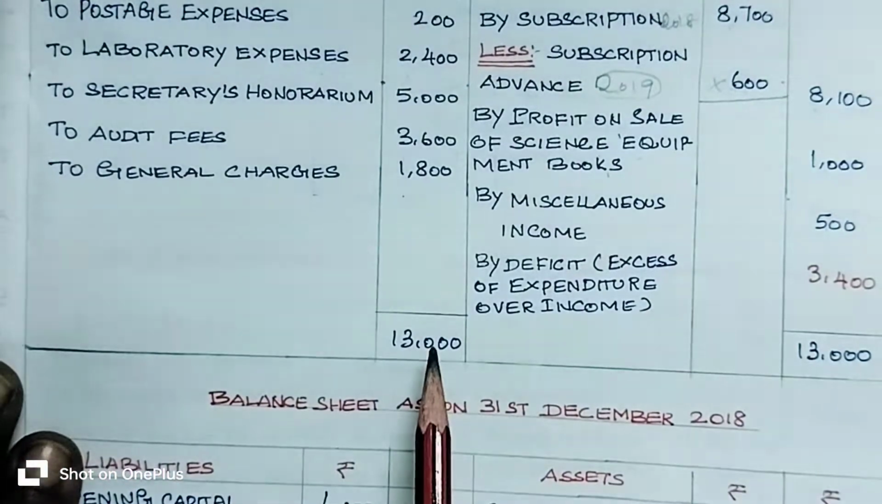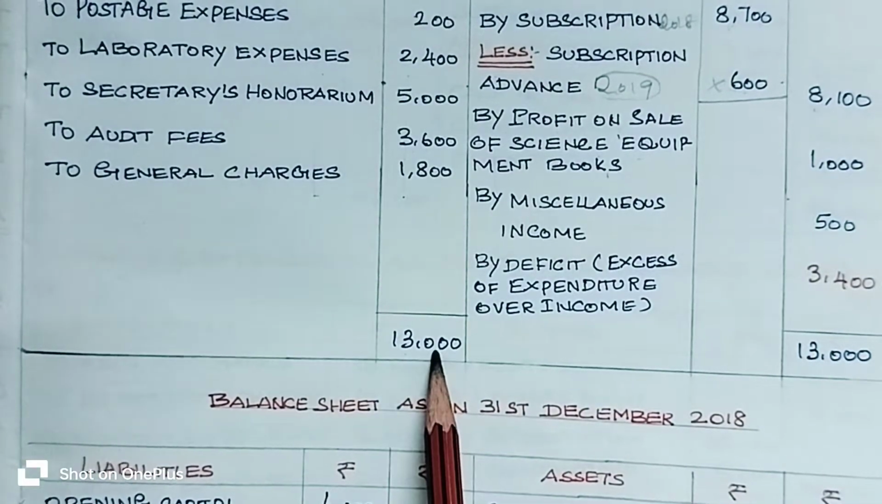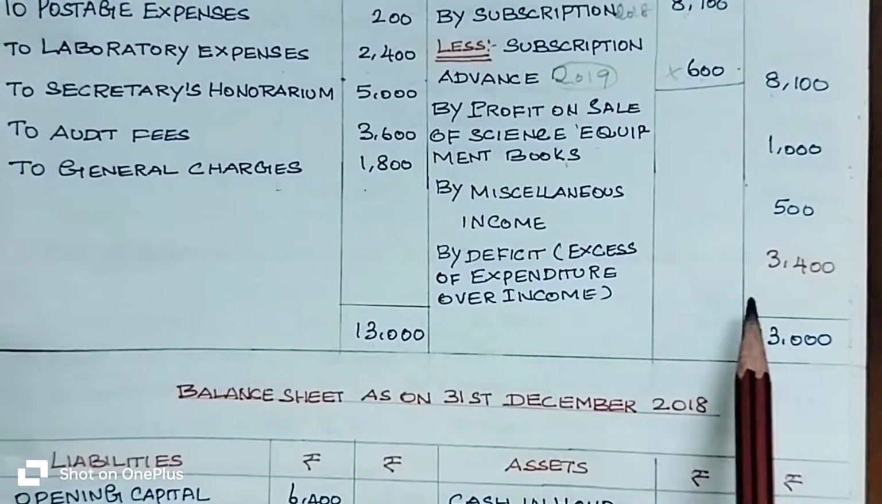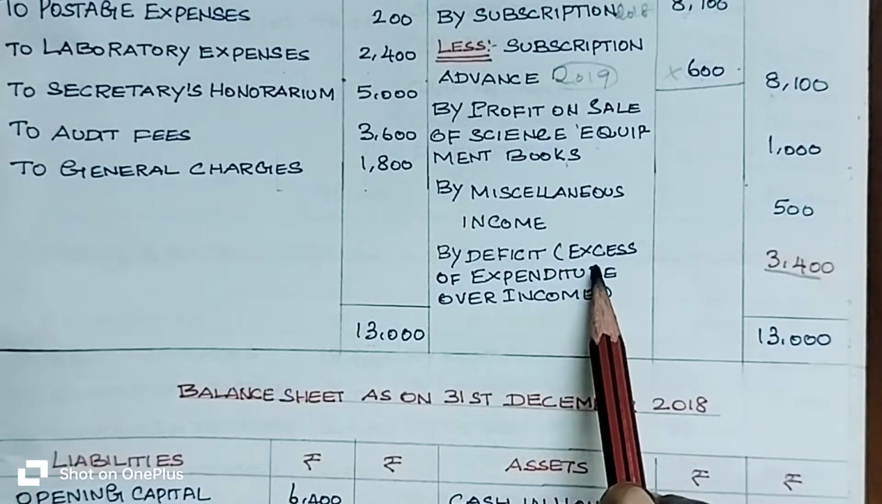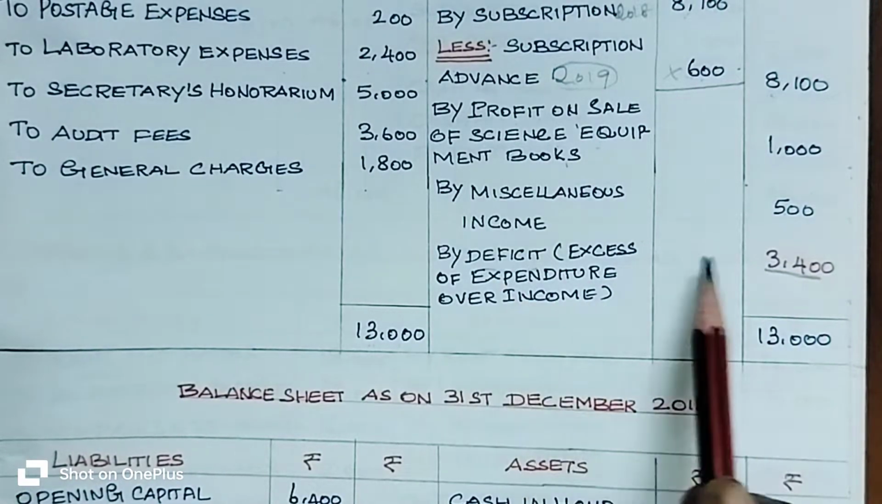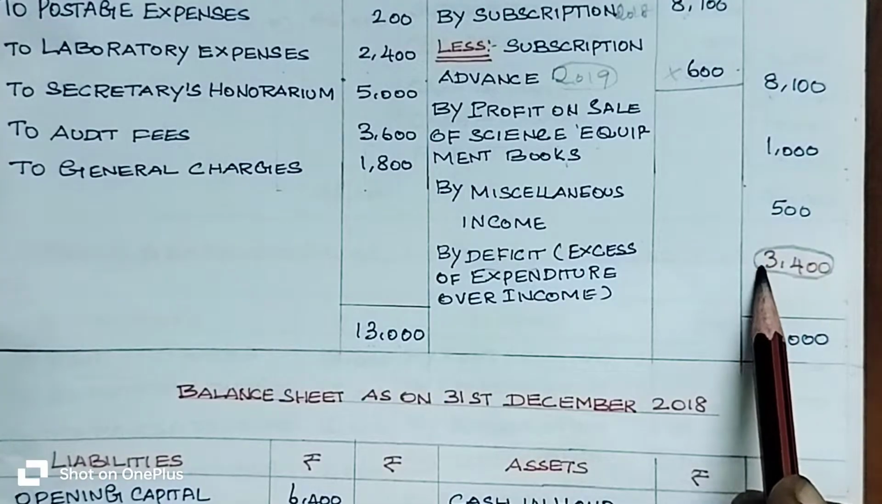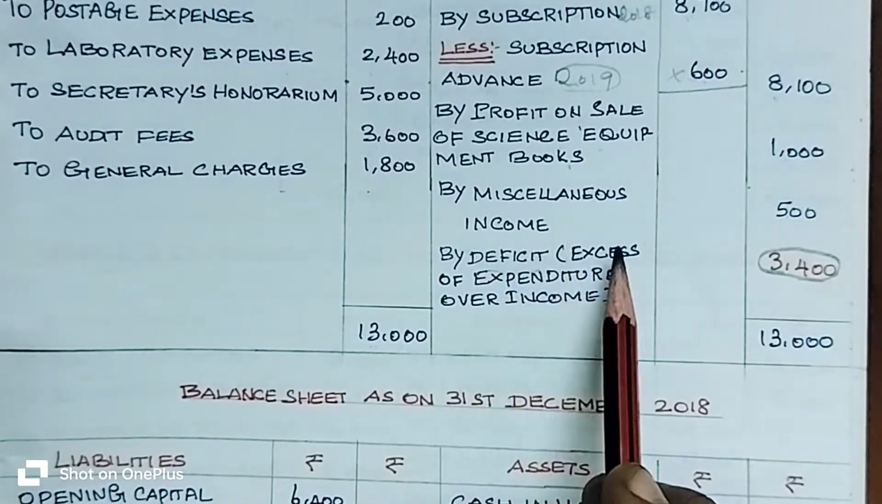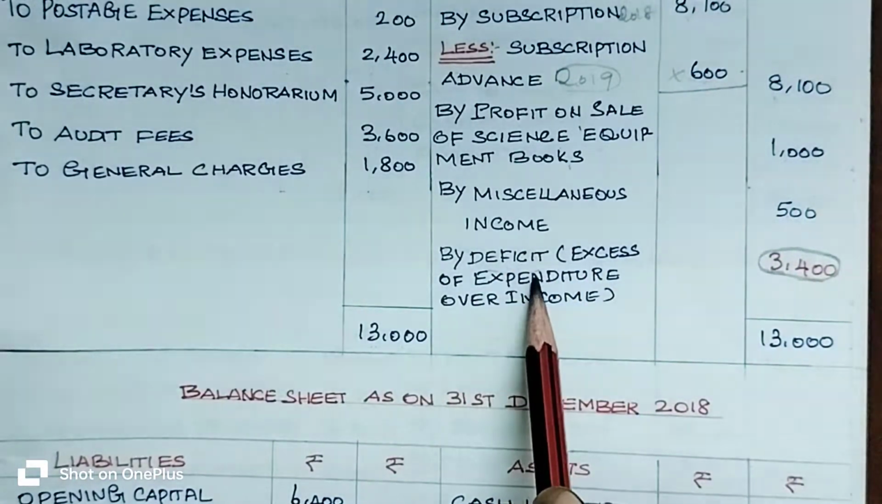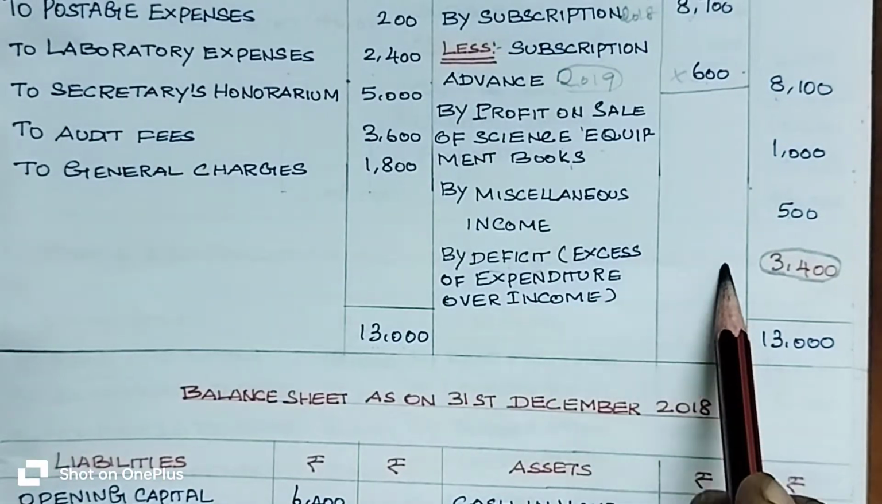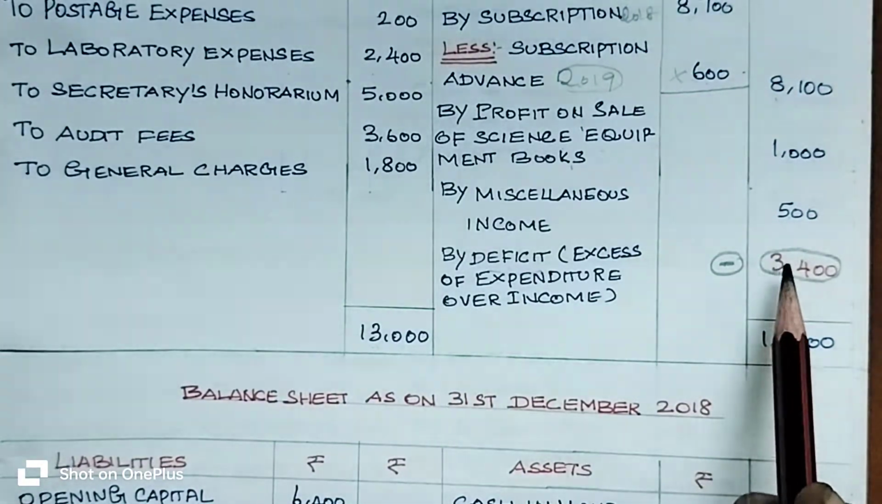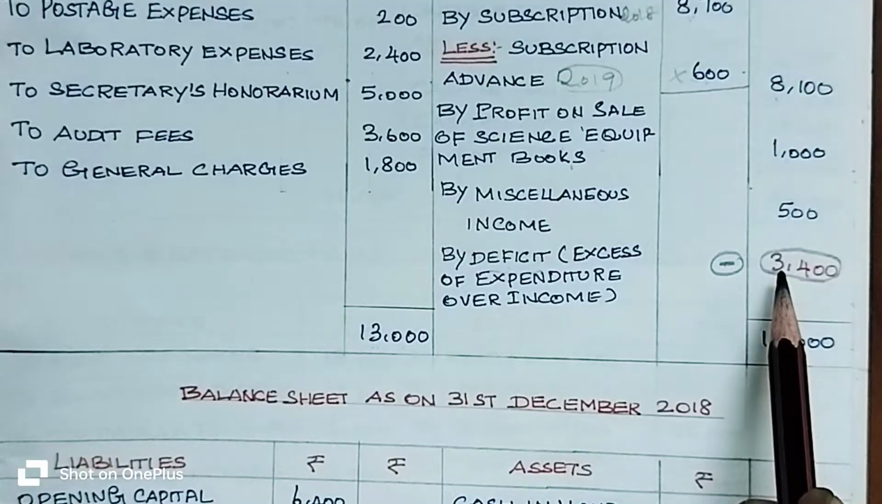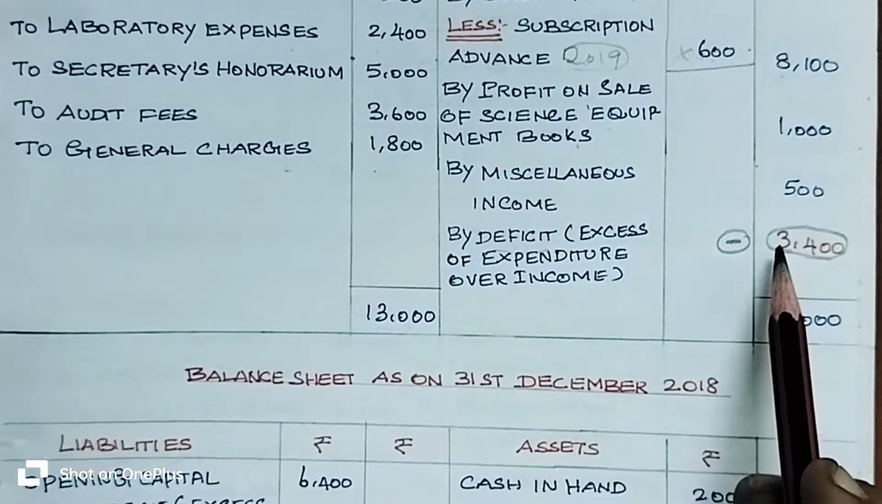You will get the total on the debit side, 13,000 rupees. If you get the total on the debit side, you will get the difference value on the credit side. That is the deficit, the excess of expenditure over income. We have to subtract this value from the capital fund on the liability side of the balance sheet.